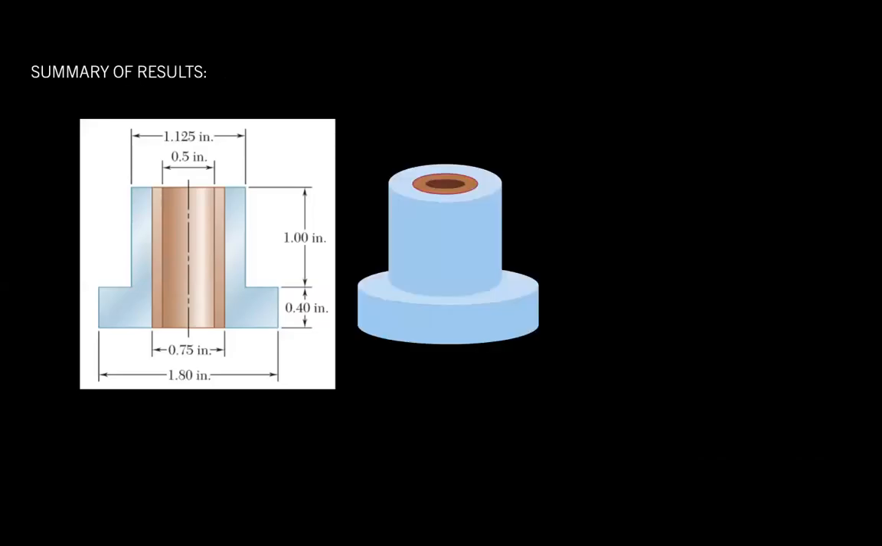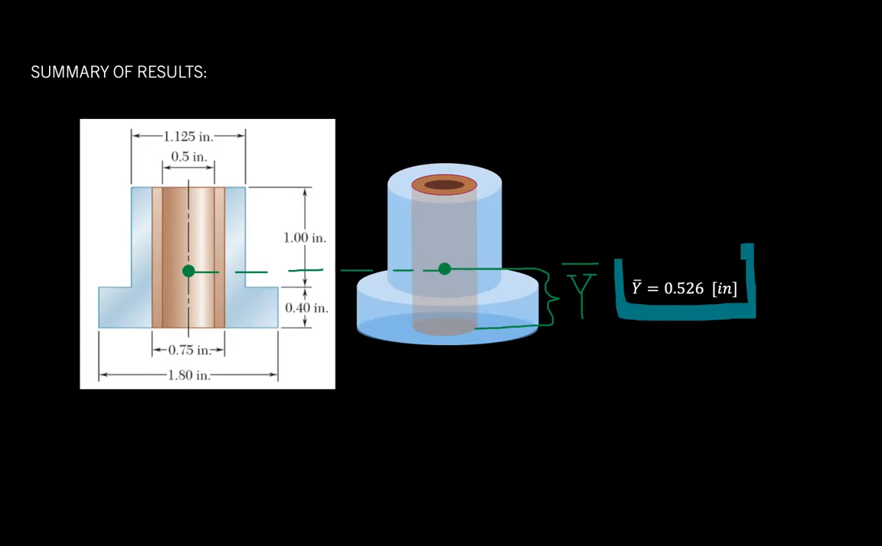Summary of results. We originally were given this structure. We converted it into a 3-dimensional structure. Now we want to take a see-through cross-section. And then we can locate the y centroid of the whole figure as such by drawing lines. So that is the location of the y centroid of the whole figure, and that is in turn equal to 0.526 inches. So that is our final answer.